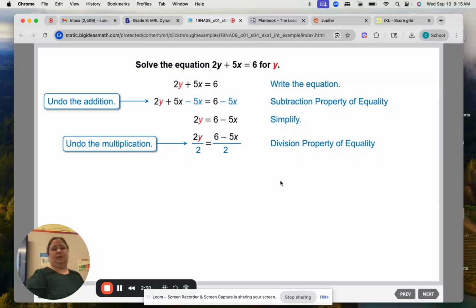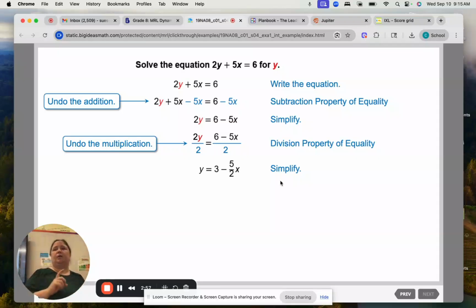So then on the left, we would cancel out, we get y. What's 6 divided by 2? 3. Is 5 divided by 2 very pretty? No. So you can leave that as a fraction. If you want to make it a decimal, you can. 5 divided by 2 would be 2.5. I like fractions better, so leave it as a fraction. But if you like the decimal better, most of the time, that's fine.